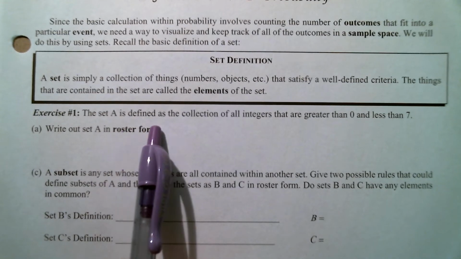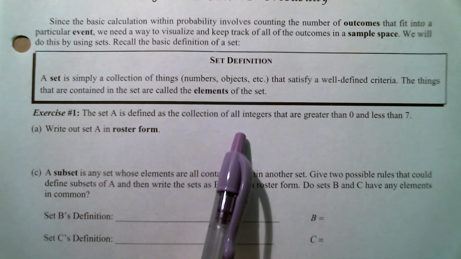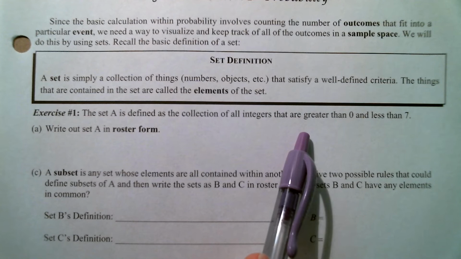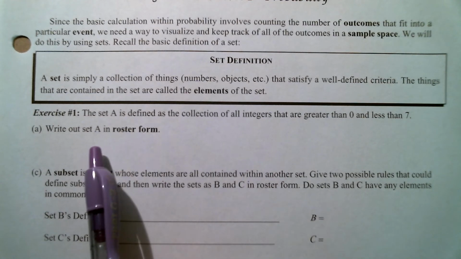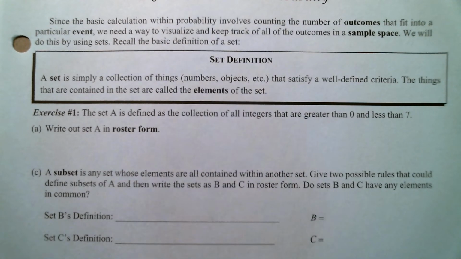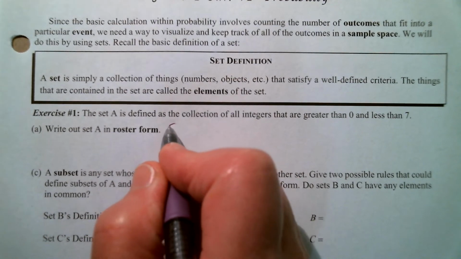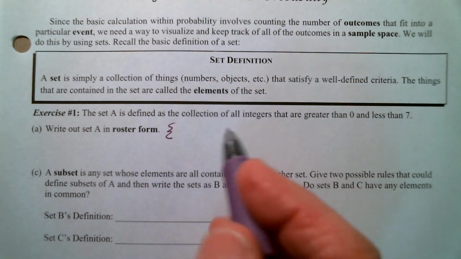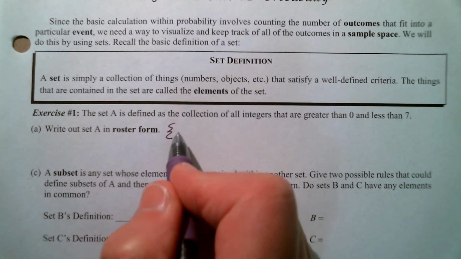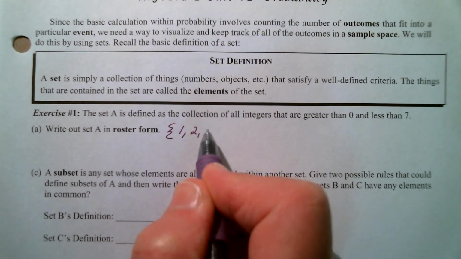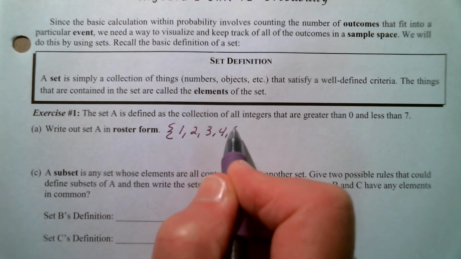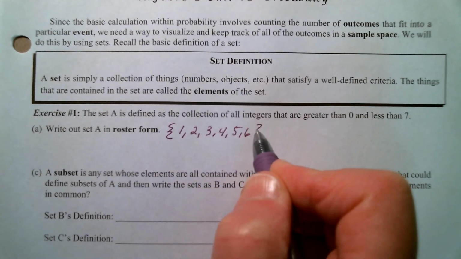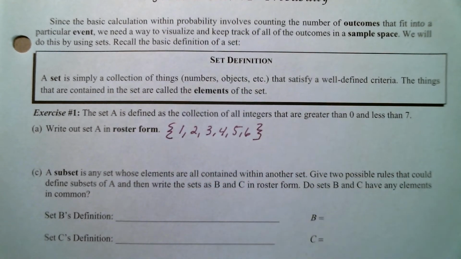The set A is defined as a collection of all integers that are greater than 0 and less than 7. Write out set A in roster form. And so roster form, remember, is a listing. So this set A would be 1, 2, 3, 4, 5, 6. These are integers greater than 0, but less than 7.